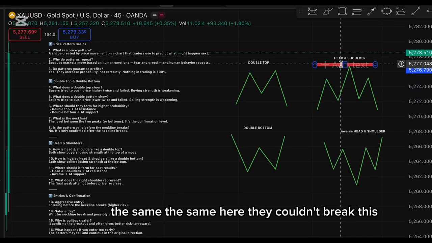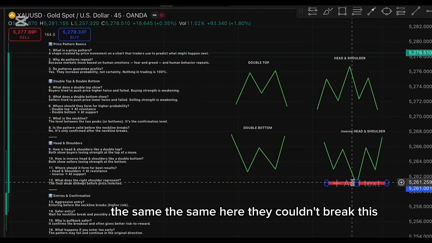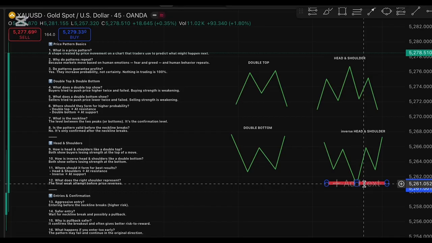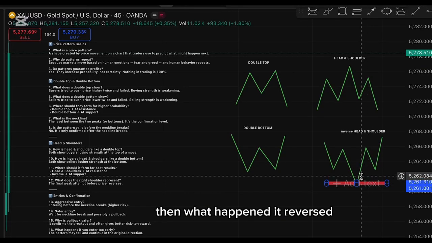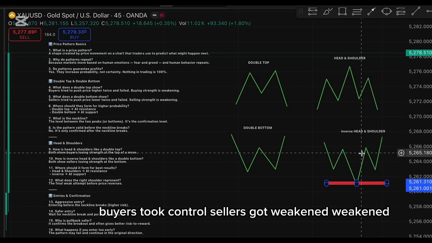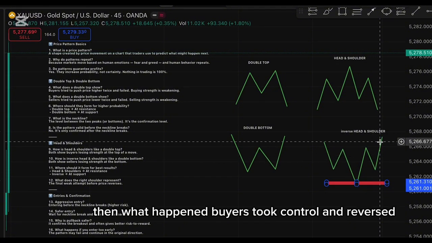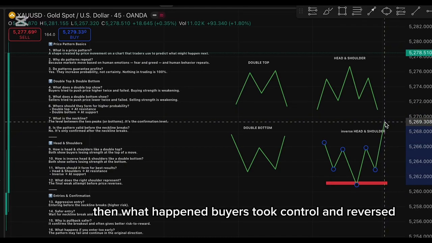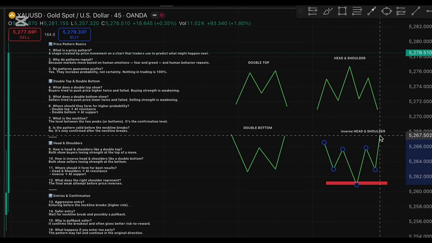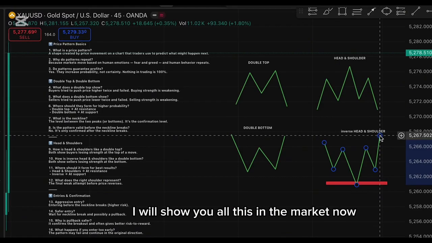The same here. They couldn't break this. Then what happened? It reversed. Buyers took control. Sellers got weakened. Then buyers took control and reversed. I'll show you all this in the market.